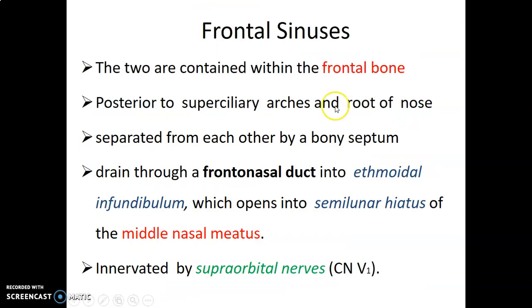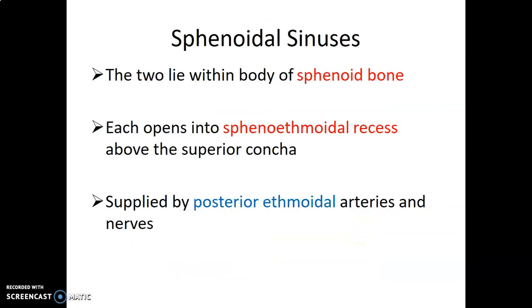So the frontal sinuses are within the frontal bone, posterior to the superciliary arches and the root of the nose. They're separated by a bony septum, and they drain through the middle nasal meatus through ethmoidal infundibulum and hiatus semilunaris. They're innervated by supraorbital nerves, which are from ophthalmic division of trigeminal.